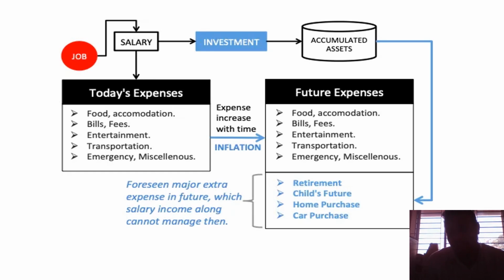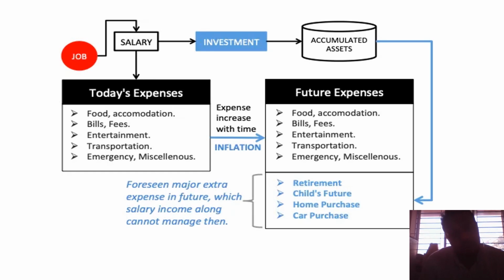So today's price will be totally different in the future. So future expenses like food, accommodation, bills, fees, entertainment, transportation are the same, based on the inflation rate. The expenses today and in the future remain the same, but the prices of the same commodity might go up. So you should plan in such a way, investing based on your investment objective, fulfilling your dreams based on your investment pattern, meeting all types of objectives based on different plans.